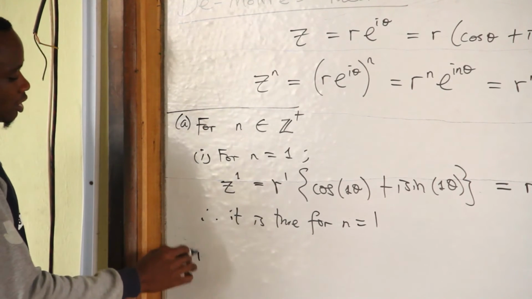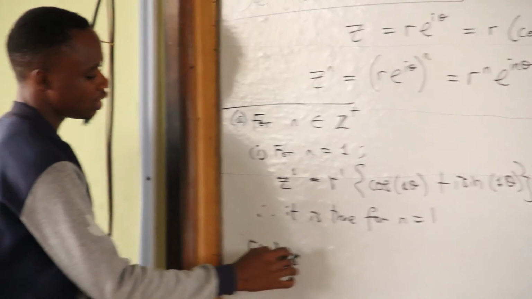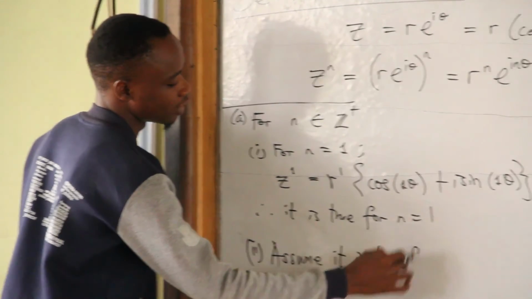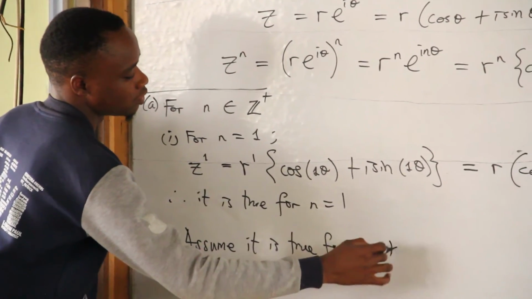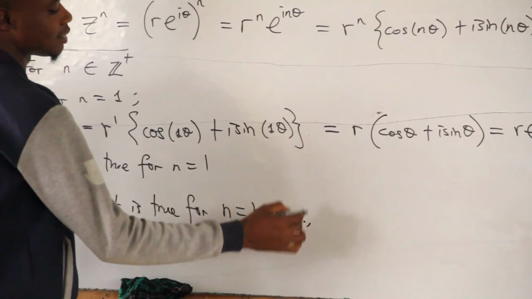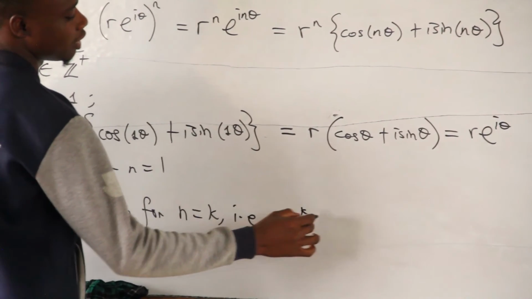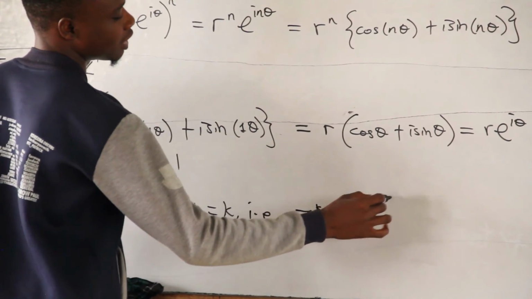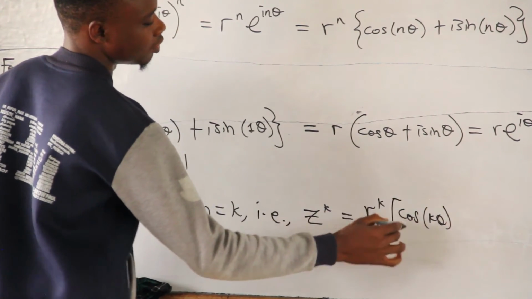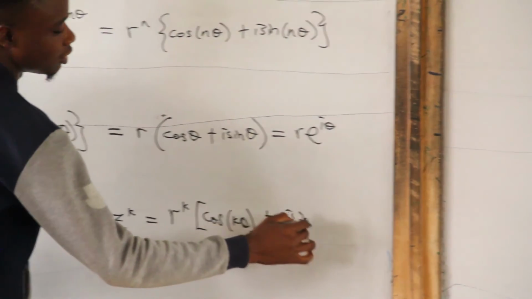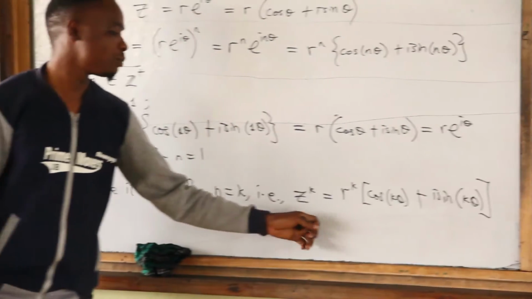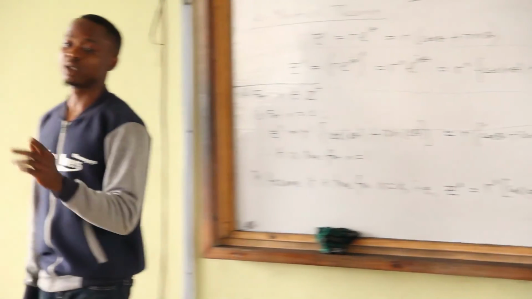The next one is what? We assume it is true for n equal to k. That assumption implies that Z raised to the power k is equal to R raised to the power k into cos k theta plus i sine k theta. Does that make sense to you? That's our assumption. Now we want to use this result.